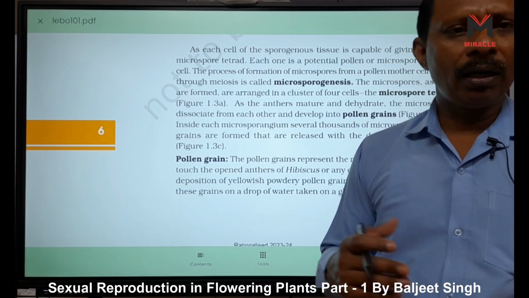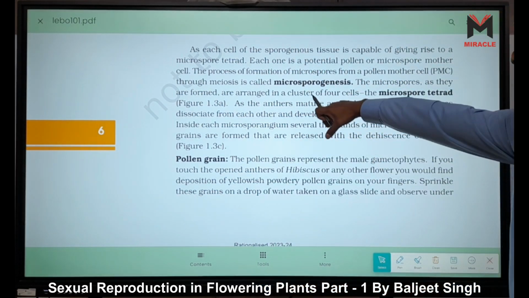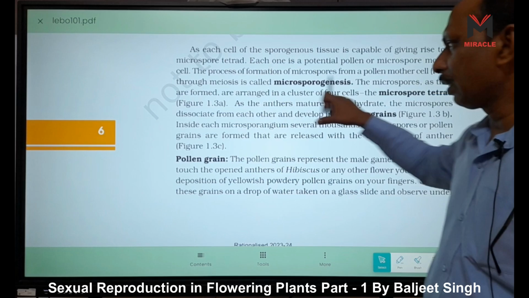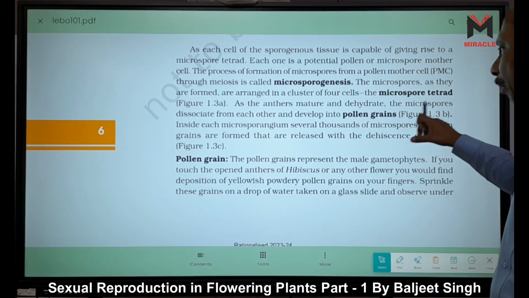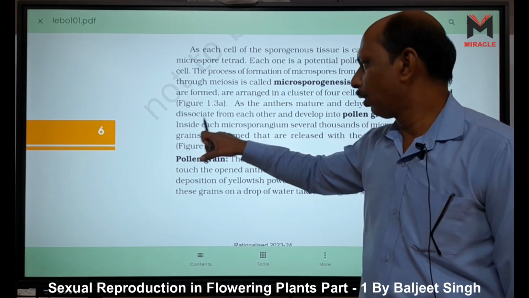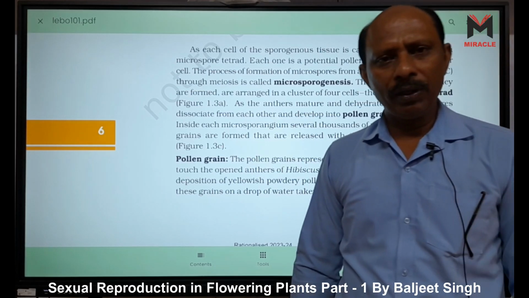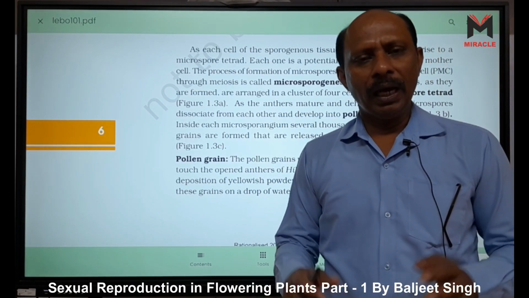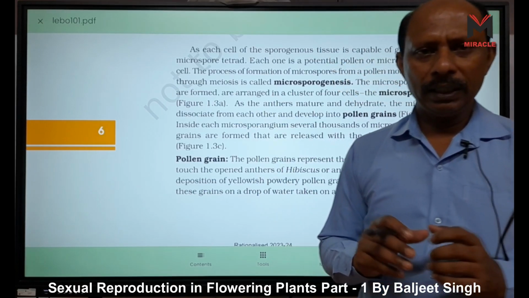Tetrahedral is very common in our dicots, right? So they are a cluster of 4 cells, the microspore tetrads. As the anther matures and dehydrates, what happens? The microspores dissociate from each other, right? How do they dissociate? We know the callose band is hygroscopic in nature, and when dehydration occurs, meaning no water is there, then what happens? It shrinks and shrinks.